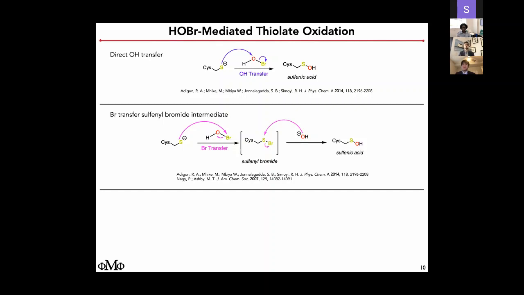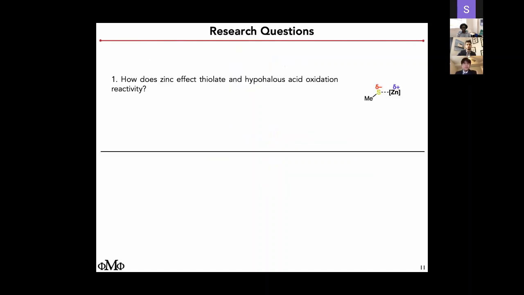And what I want to take away from these two processes here is that literature invokes that the bromide transfer is more reactive than the direct OH transfer in free thiols. However, we want to bring up the question with these zinc thiolates. We know that zinc will act as a Lewis acid and further decrease the pKa of the thiolate. So our first question we want to ask is, how does zinc affect the thiolate and hypohalous acid oxidation reactivity?